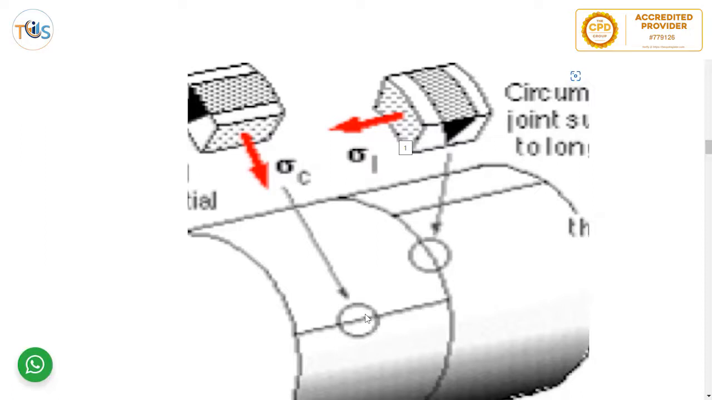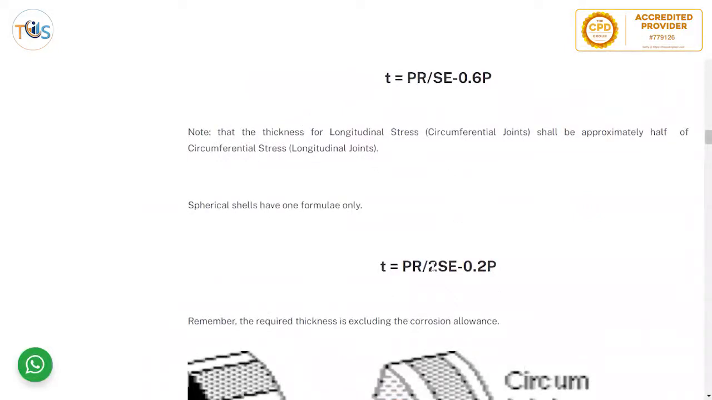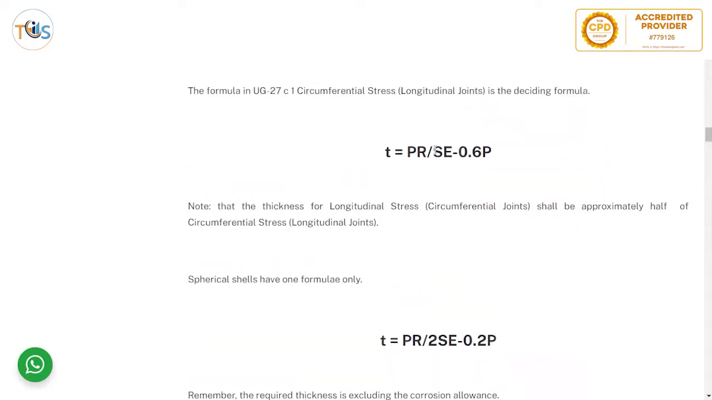This stress on the longitudinal joint needs to keep the shell from bursting. And because the weight is applied here, that also helps the circumferential joint. Even if you look at the formula, the circumferential joint has almost half of the stress, because it's got a factor of 2, whereas for the longitudinal joint, the thickness you get in calculation is almost twice this. Even if you forget about the minus 0.6 p and minus 0.2 p.